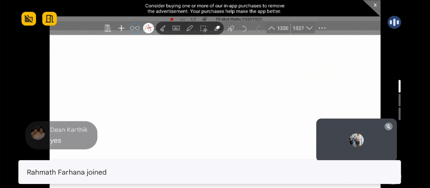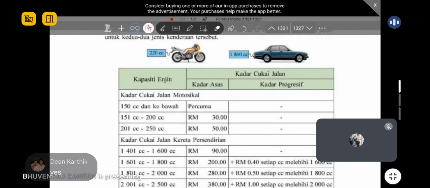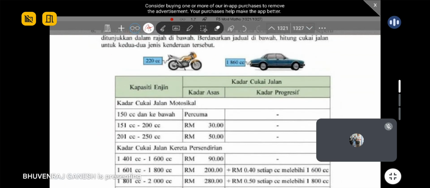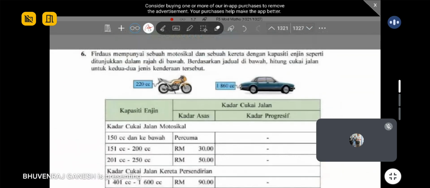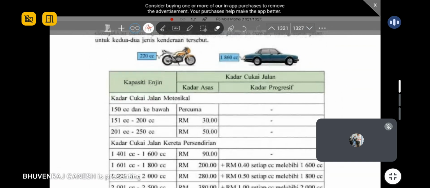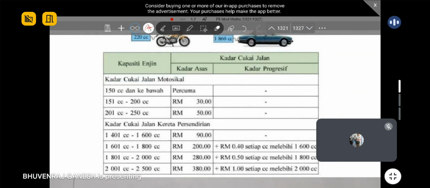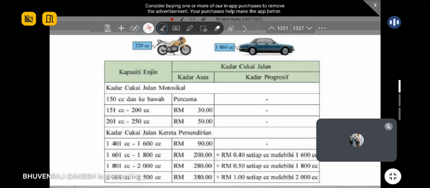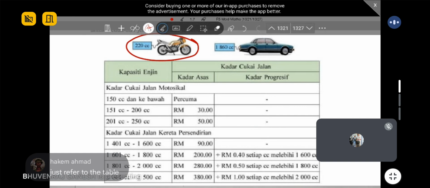So next one. Now we come to the road tax, cukai jalan. For road tax, the question is, you have to count the total road tax. Kira jumlah cukai jalan. So if you refer here, guys, motorcycle, 220cc. What can you all tell me? What is the base rate? Kadar asas berapa? Yes. So your value? What is the answer for motorcycle? Yes. We follow this one.